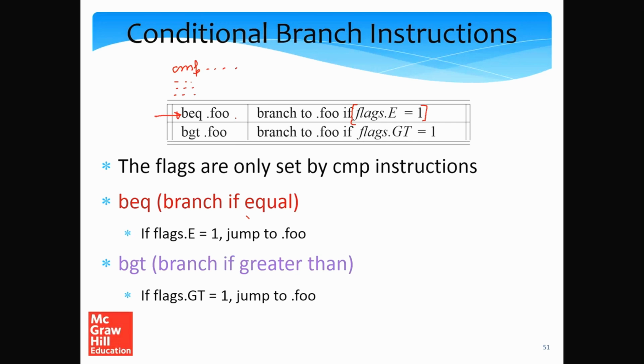The same is true with the BGT instruction, which takes a look at flags.gt, and if flags.gt had been set to 1 by the last compare instruction, the BGT instruction would branch to .foo, essentially the statement at the .foo label. And these flags, mind you, are only set by compare instructions. And who are they meant for? They are meant for later branch instructions like BEQ and BGT to take a look at them and jump.